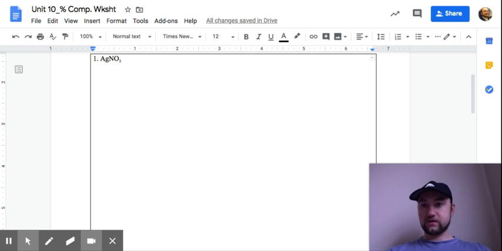All right, guys, so we're back on homework problem number 1, and you remember from the last video that we were finding just the molar mass. So now I'm going to show you how to take that molar mass and find the percent composition.